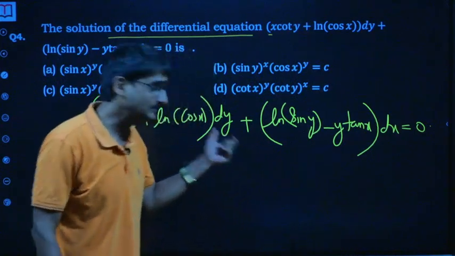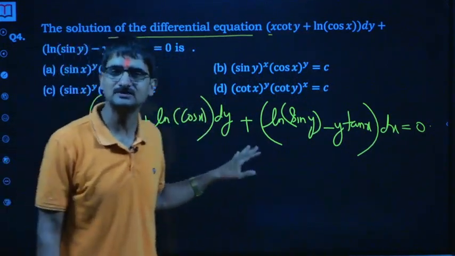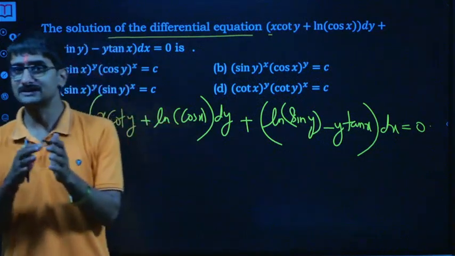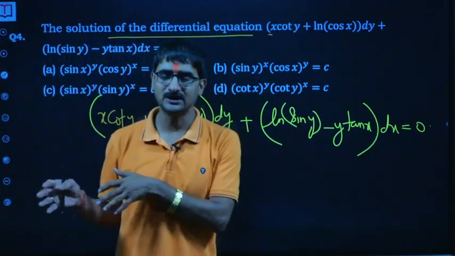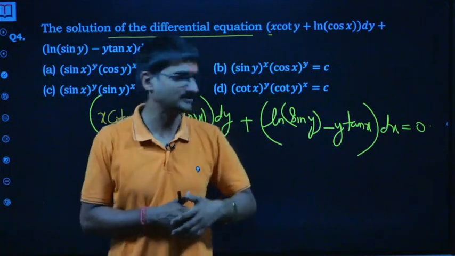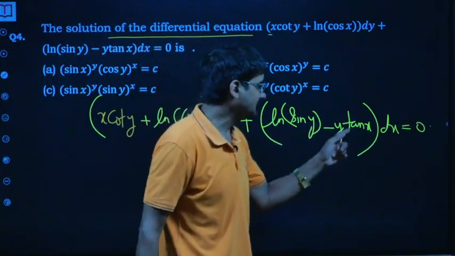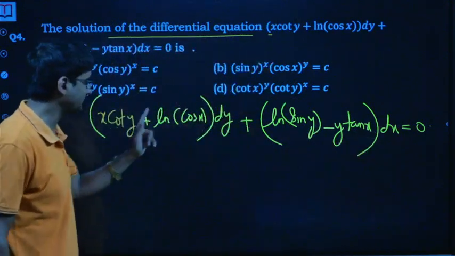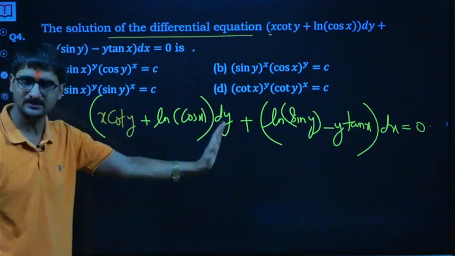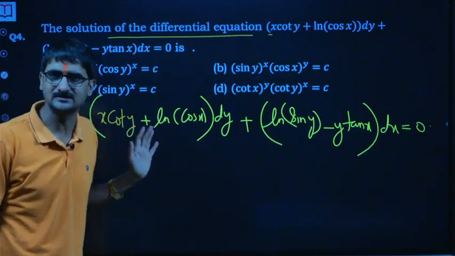Now, the second question is whether we can separate the variables here. Can we separate x along with dx on one side and a function of y along with dy on the other side? It seems highly unlikely, isn't it? Because y tan x dx is here, x cot y dy is here, ln cos x dy. So it's highly unlikely that we can do it.